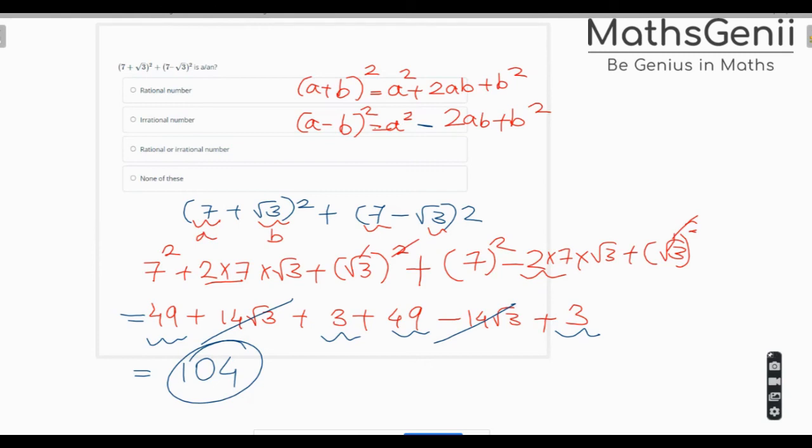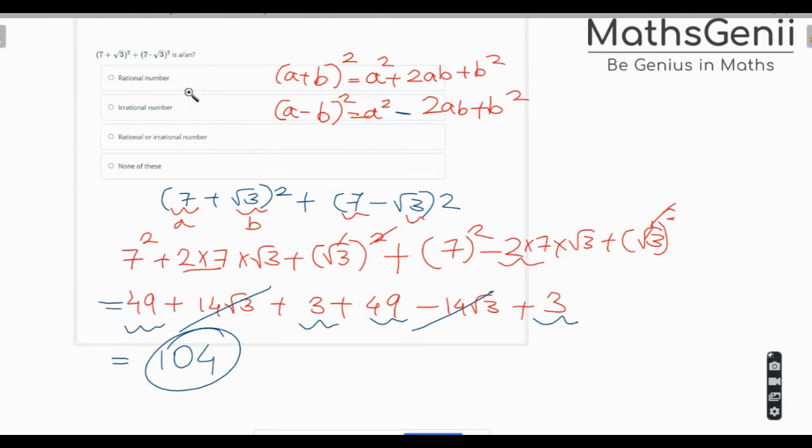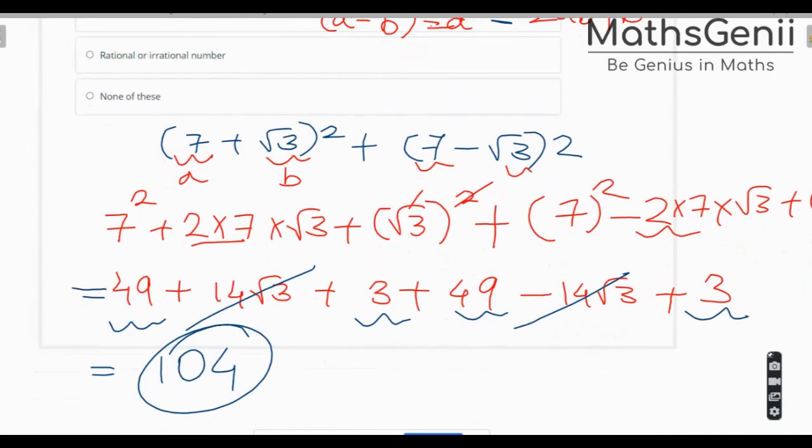So what is the option given? It's rational or irrational. What is it? It's an ending number, right? 104 is an ending number. It's not a never ending number. So the answer is it's a rational number. Are you getting your answer as dot dot dot? No. Hence it's a rational number.